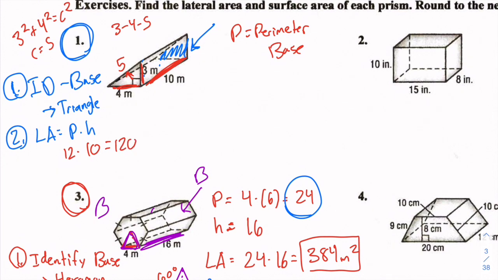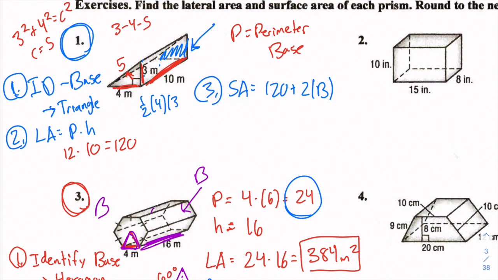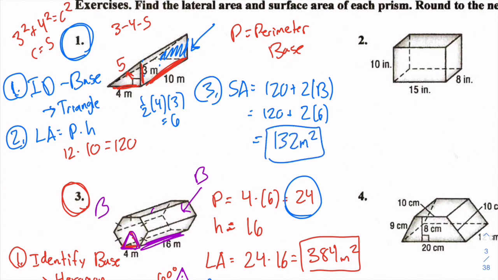And what's your base area? Okay, to find your surface area here, we know it's 120 plus 2 times the base area. In this case, the base area is going to be a triangle. So you have a triangle. What's the area of that triangle? It's going to be 1/2 times 4 times 3, which is 6. Plug this in your calculator. 132 meters squared.